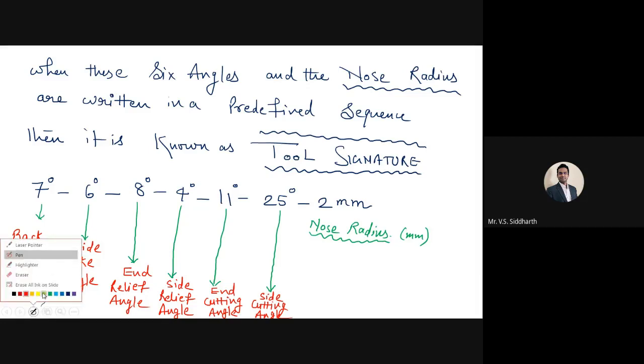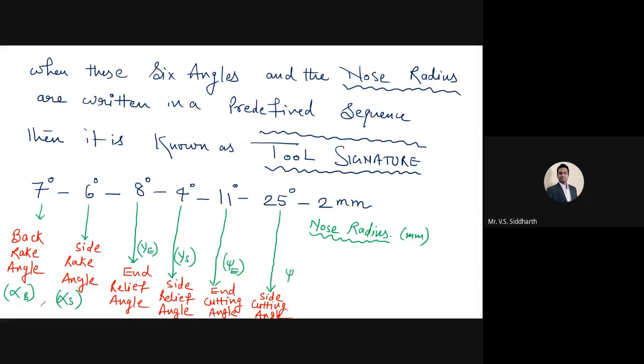Okay, we represent them as alpha B for back rake angle, alpha S for side rake angle, which means that rake angle we represent by alpha, gamma E for end relief angle, and gamma S for side relief angle, psi E for end cutting edge angle, and psi S for side cutting edge angle. Okay, alpha B, alpha S, gamma E, gamma S, psi E, psi S plus nose radius at the end will give me the tool signature.